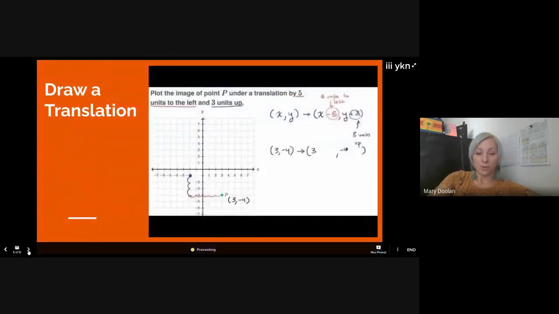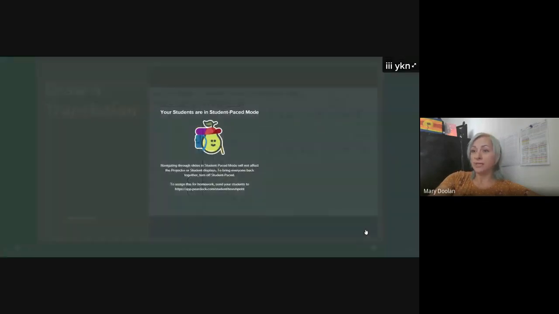Okay, at this point, I'm going to turn this into student paste, which means you can now go through any of the slides. And I want you to go through all of the slides. There are videos to watch, there are examples to look at, and there's lots of interactive slides. I want you to go through and try all the different slides. We're going to come back and go over what you guys did at 10:40.